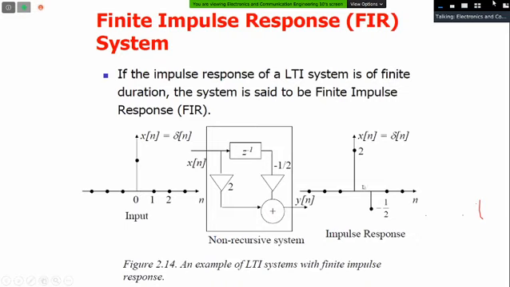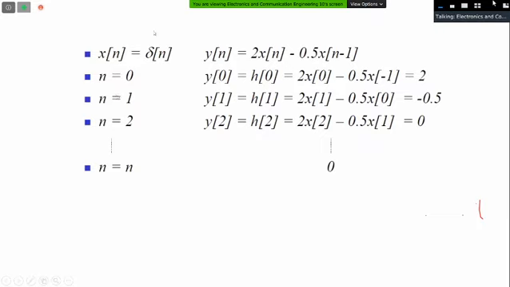If this is a system, the response is some finite response. If you try to write the difference equation from there, how do you write it? Yn will be equal to twice Xn minus 1 by 2 Xn minus 1. This path gives me the delayed version of Xn, multiplied by minus 0.5, and Xn itself is multiplied by a factor of 2. So that will be my Yn. The output response is a finite response. If the impulse response of an LTI system is of finite duration, the system is said to be a finite impulse response system.